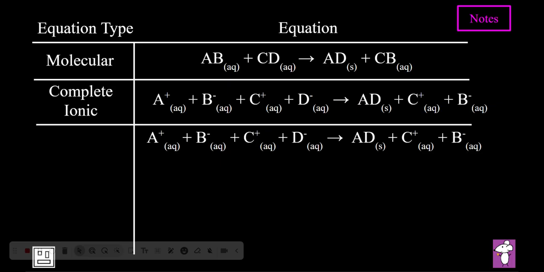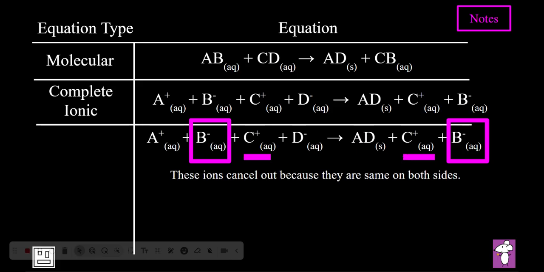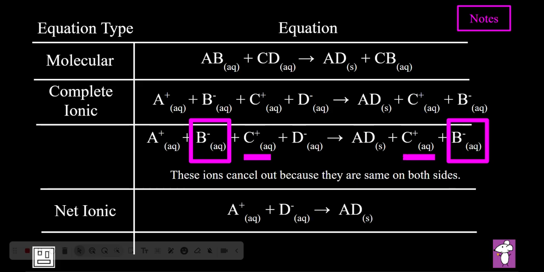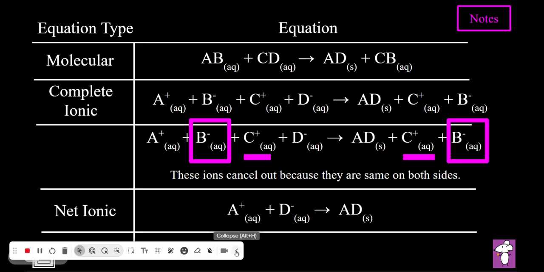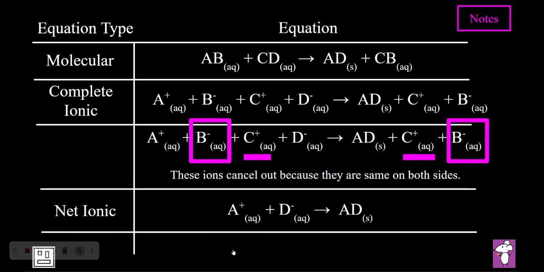Now this is just the same thing copied down. I want to look for things that are the same on either side. You'll notice that these B ions are on both sides. There are also these C ions that are the same. Therefore these things fall out of the equation, and I'm left with this. This becomes my net ionic, and the B and the C become spectator ions.